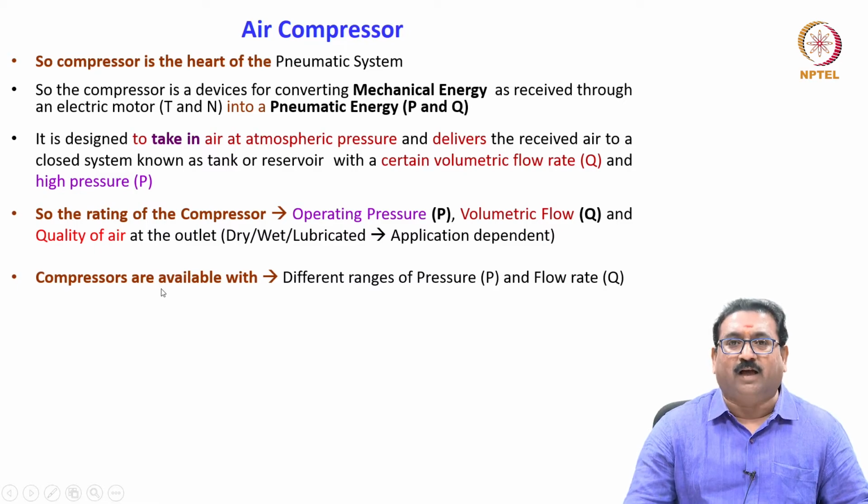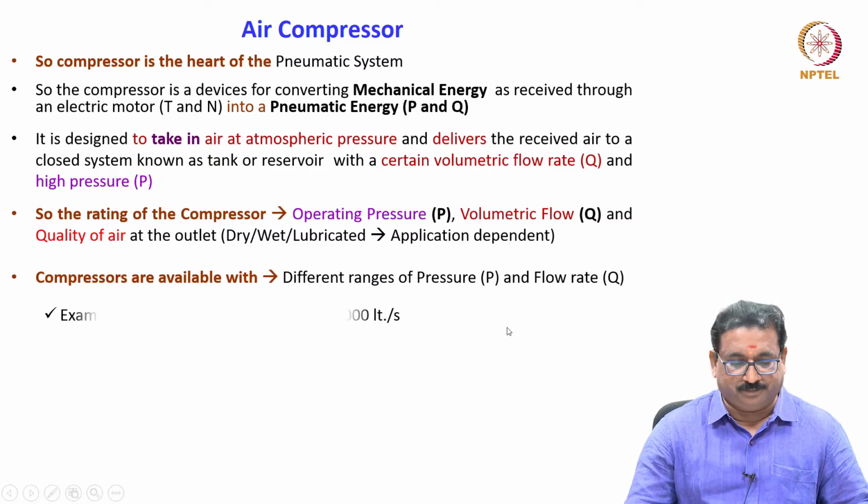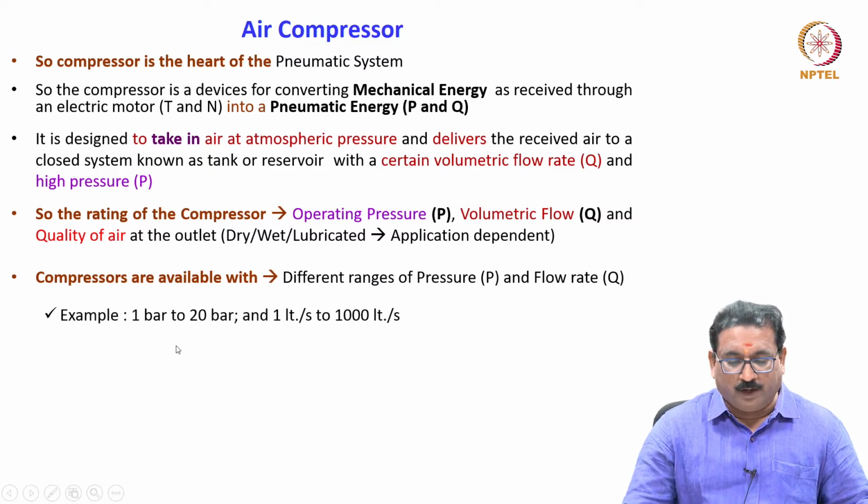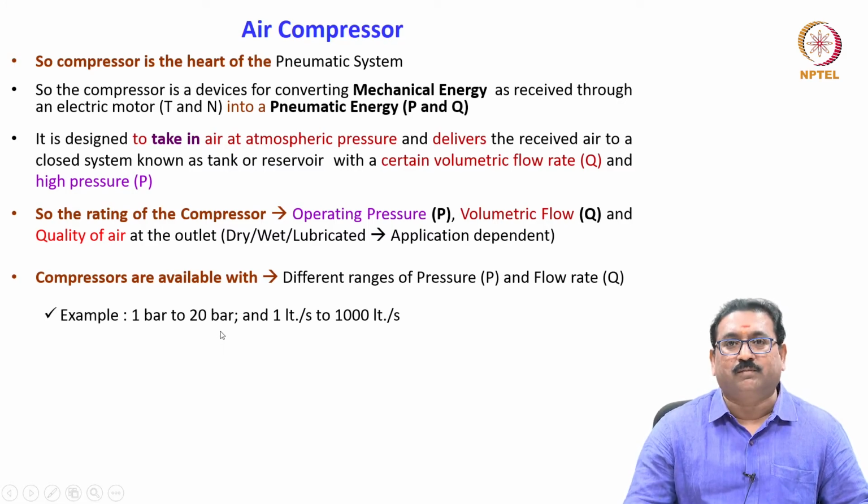The compressors are available in different ranges of pressure and flow rate. For example, 1 bar to 20 bar you will get, friends, and a flow rate of 1 liter per second to 1000 liters per second.